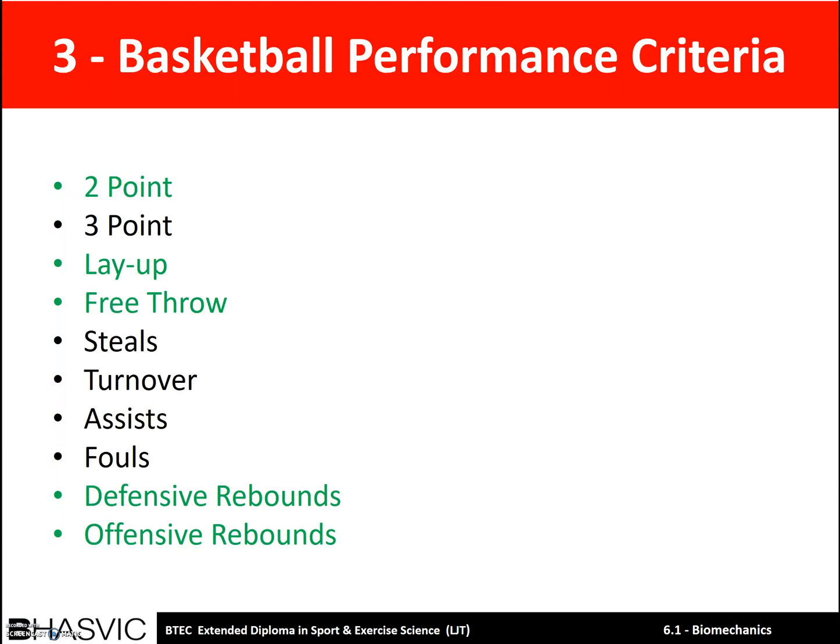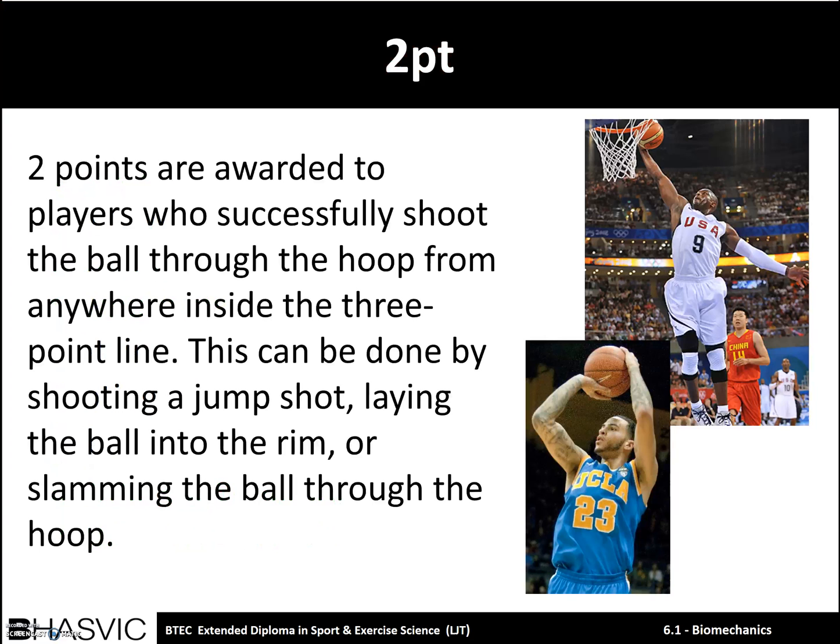The basketball performance criteria are the following. It's got the 2-point shot, 3-point, layup, free throws, steals, turnovers, assists, fouls, defensive and offensive rebounds. The ones that are highlighted in green will be the skills that we're going to be looking at, especially for the forward, and we will be breaking these skills down.